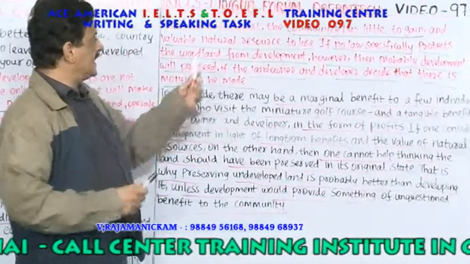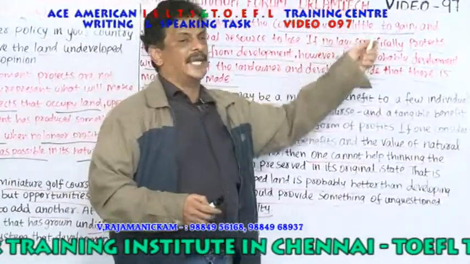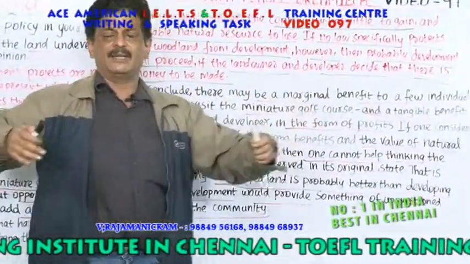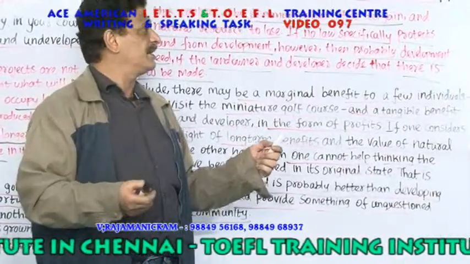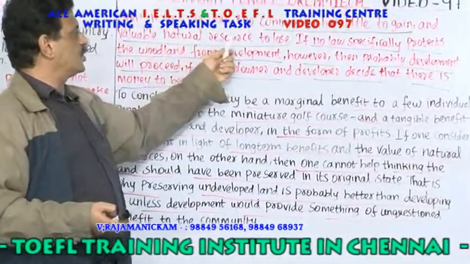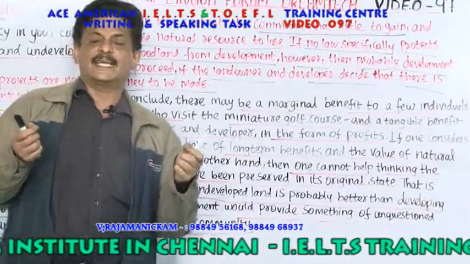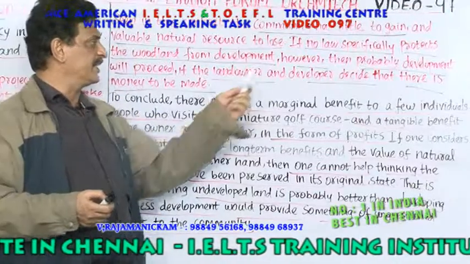மேலும் சொல்கிறார், seen in this context, இந்த அர்த்தத்தில் பார்க்கும் பொழுது the community has little to gain. community என்றால் சமுதாயம், மக்கள் கொஞ்சம் தான், ஒன்றும் பெறுவதில்லை, அவர்களுக்கு லாபம் இல்லை. And valuable natural resource to lose. அப்போ சமுதாயம் என்ன இழந்து விடுகிறது? அந்த இயற்கையான இடத்தை இழந்து விடுகிறார்கள்.